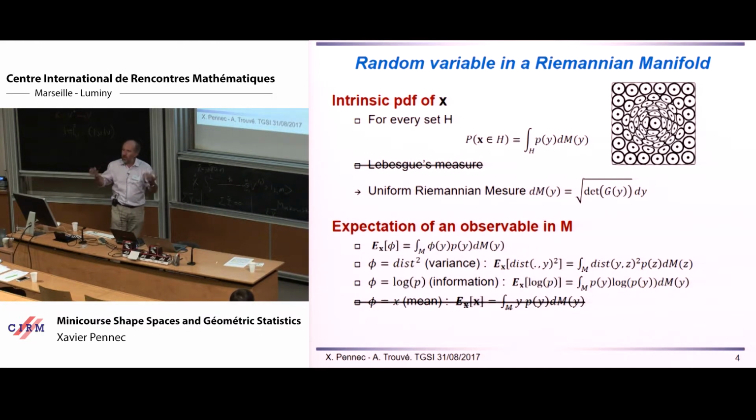This would be a nonlinear integral, and that's not possible. So what we can do, however, is take the expectation of the square distance. This is the variance. We can also take the expectation of the log of the probability, and that's the information.